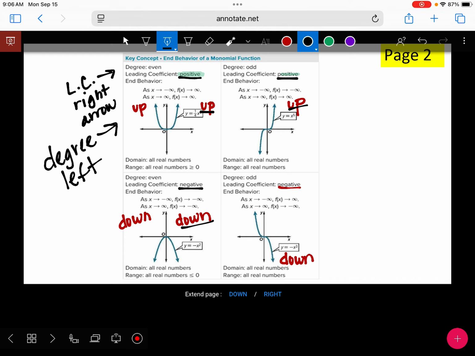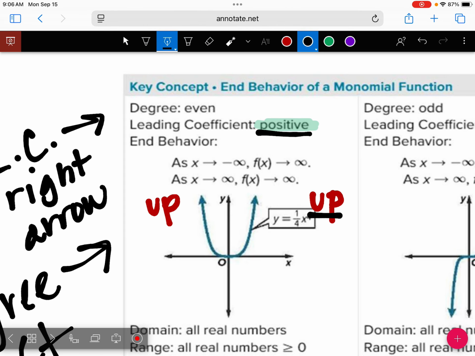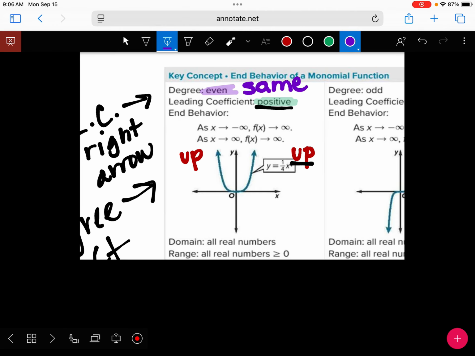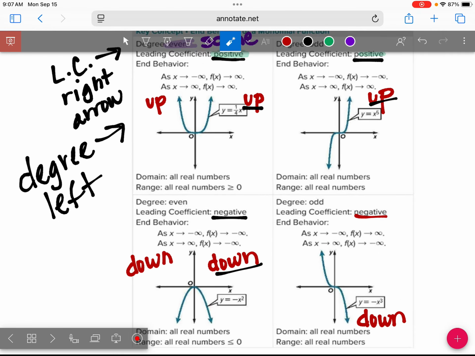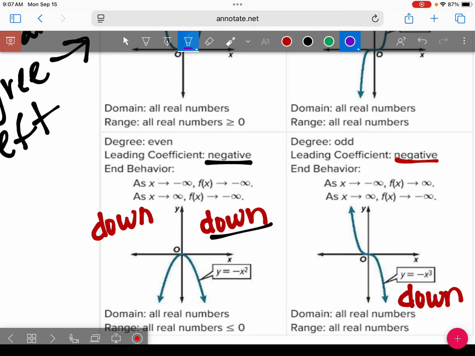If that degree is even, meaning it's a number like 2, 4, 6, 8, 10, 12, 14, it's going to do the same thing as the right side. Even, they do the same thing. Notice how this side both went up. That's because it's an even positive. Here, again, this is even, so the left side did the same thing and went down.